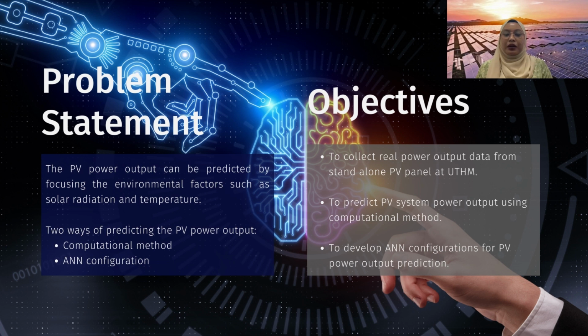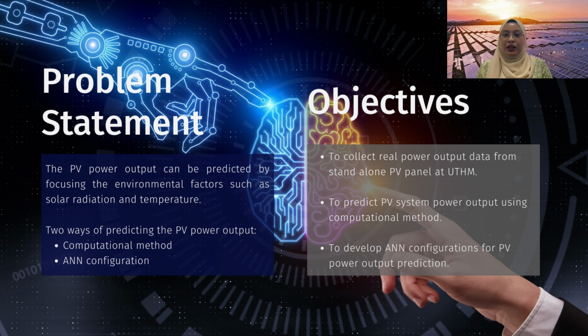The problem statement of this project is that the PV power output can be predicted by focusing on the environmental factors such as solar radiation and temperature. There are two ways of predicting the PV power output for this project, which are the computational method and ANN configuration.